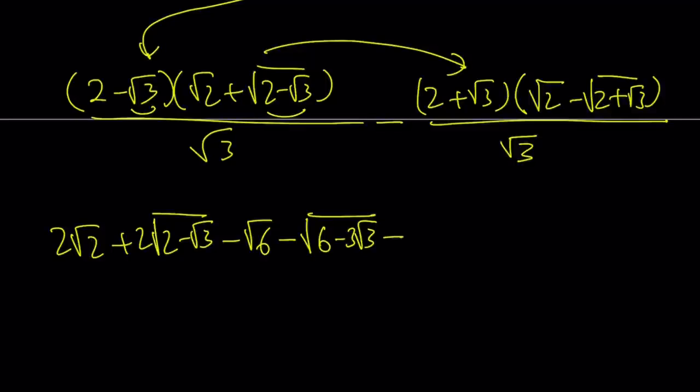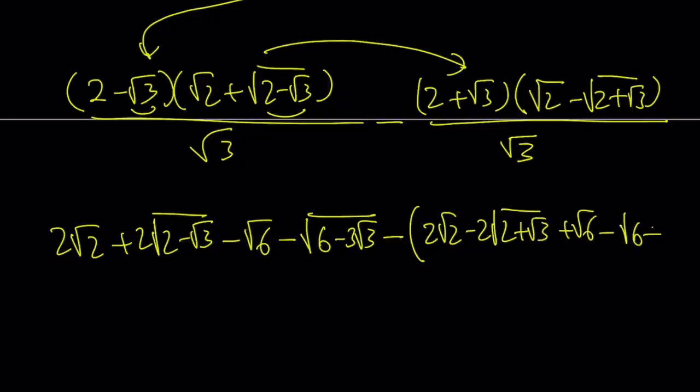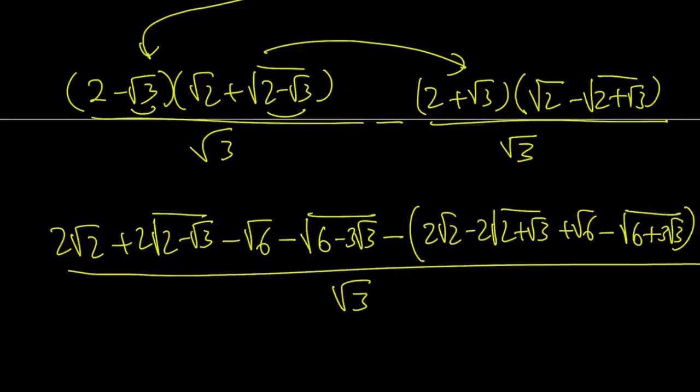Minus, now we've got to be careful here. Let's go ahead and write this whole thing in parentheses because we're subtracting it. 2 root 2 minus 2 times root 2 plus root 3 plus root 6 minus square root of 6 plus 3 root 3. Just like the other one, but with a plus sign. And the whole thing is going to be divided by root 3.